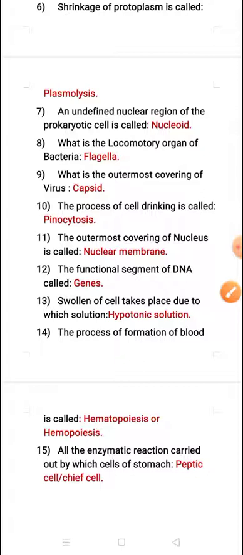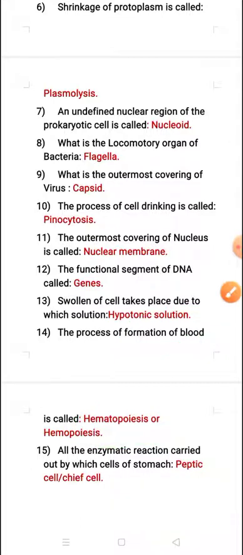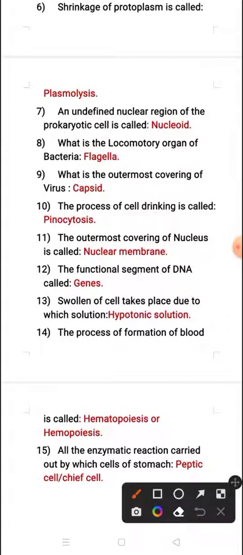Question number 14. The process of formation of blood is called, very important, formation of blood, hematopoiesis or hemopoiesis. This is a medical term you have to learn. Blood is a fluid connective tissue. That blood consists of plasma and blood cells. The liquid part of blood is called plasma, and that plasma also contains water and protein. In blood cells, you know, RBC, WBC, platelets. These are the blood cells. Clear?